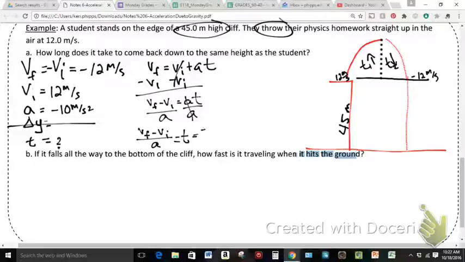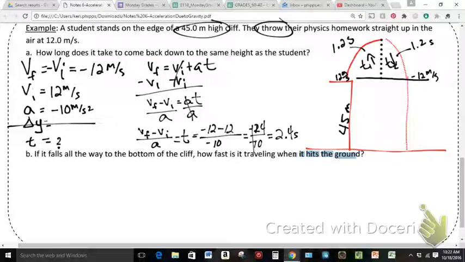Okay, so it's negative 12 is our final, minus our initial velocity of a positive 12, divided by negative 10. So that's negative 24 divided by negative 10. The negatives cancel out, and we're left with, it takes 2.4 seconds for the object to both come up and come straight down. From here, you could also know that if you want to do just the time up and just the time down, that would be 1.2 seconds up, and because of symmetry, it would be 1.2 seconds down.